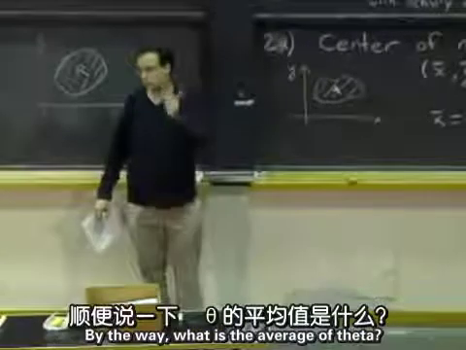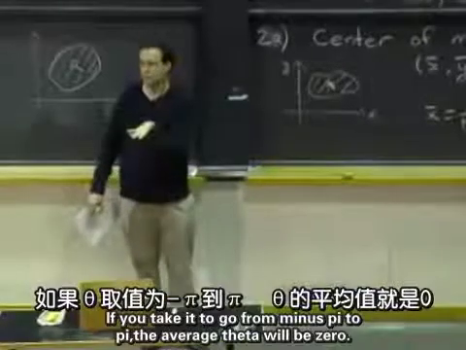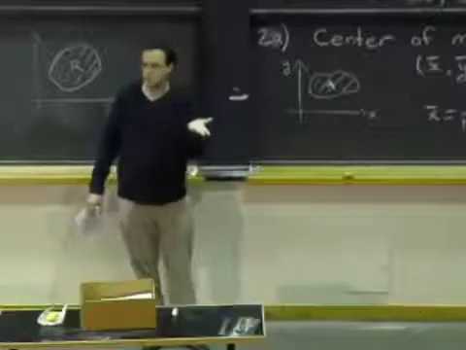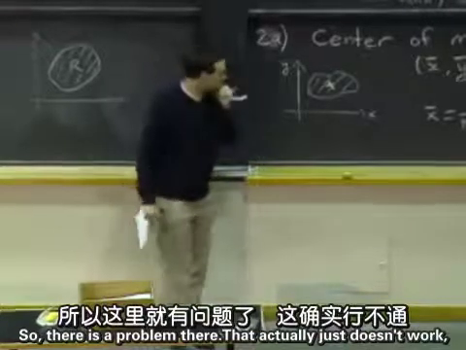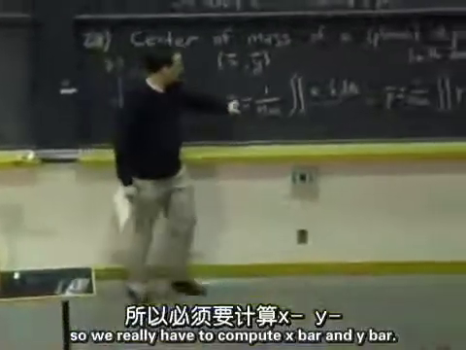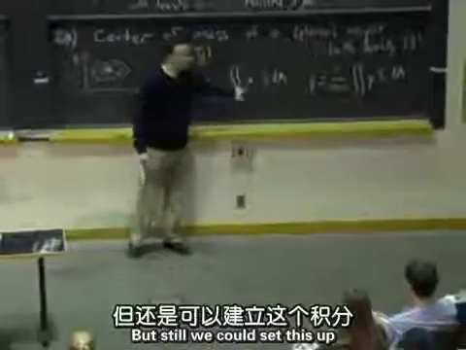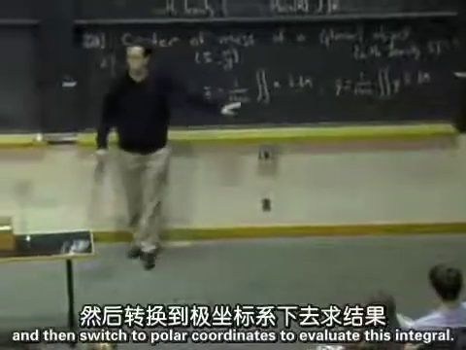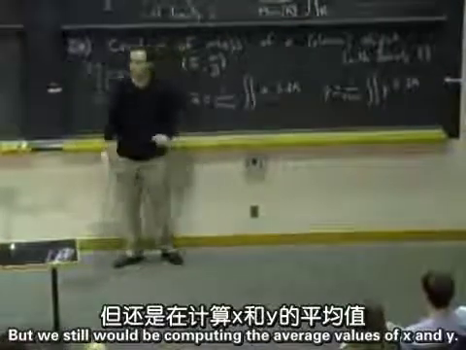By the way, what's the average of theta? If you take theta to go from 0 to 2 pi, the average theta will be pi. If you take it to go from minus pi to pi, the average theta will be 0. So there's a problem there. So that actually just doesn't work. So we really have to compute x bar and y bar. But still, we could set this up and then switch to polar coordinates to evaluate this integral. But we'd still be computing the average values of x and y.